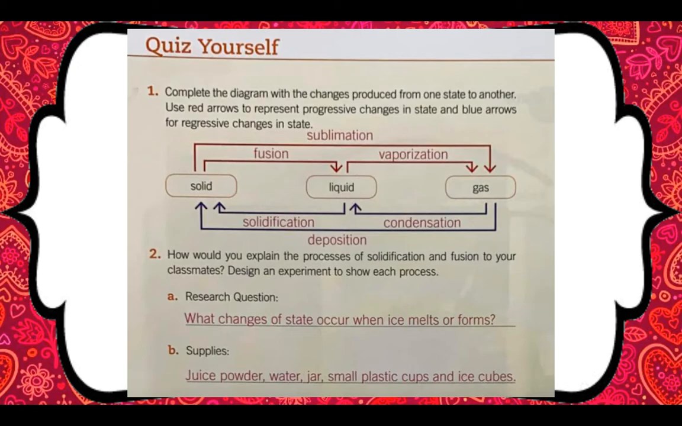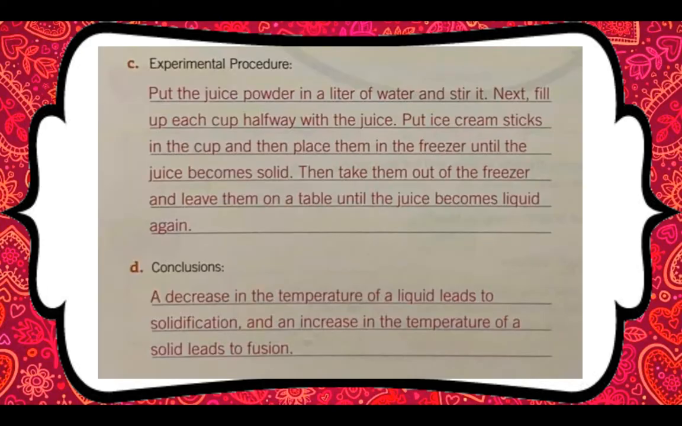Research question: what changes of state occur when ice melts or forms? Supplies: juice powder, water, jar, small plastic cups, and ice cubes. Experimental procedure: put the juice powder in a liter of water and stir it. Next, fill up each cup halfway with the juice.